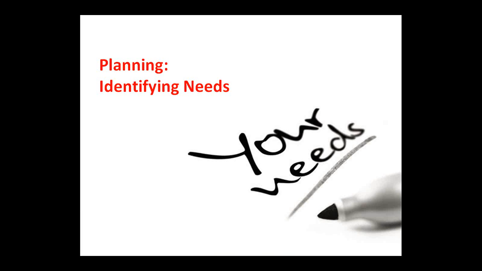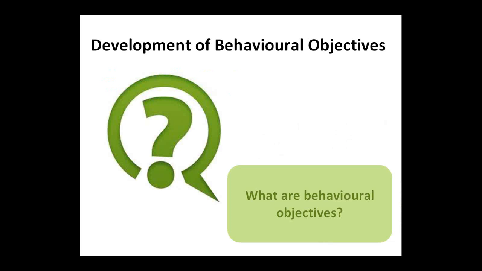What we also like to look at in the planning process is the development of behavioral objectives. Everything has to be observable and measurable. So where does the information come from? It arises from our observation by the different professionals.